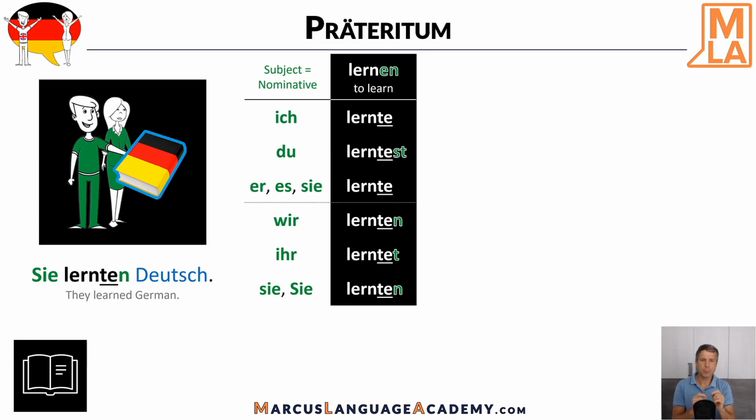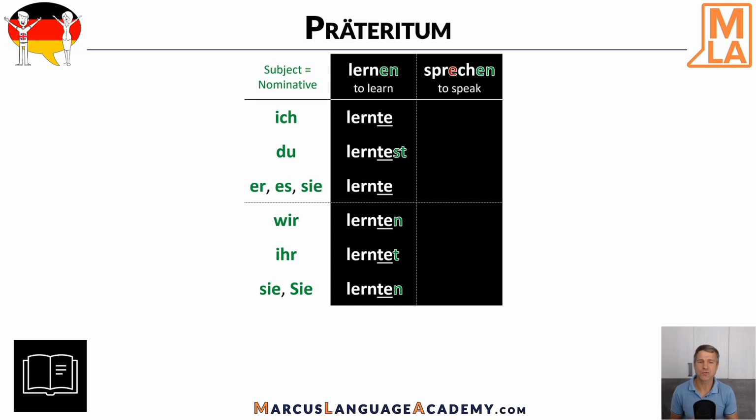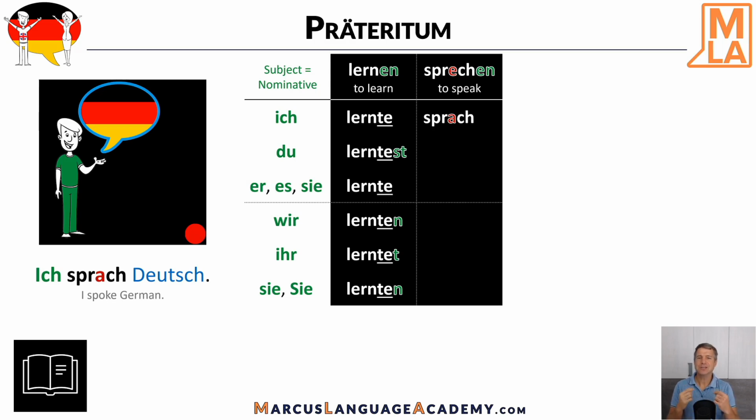As an example, let's take sprechen, to speak. And the conjugation is like this. Ich sprach. Ich sprach Deutsch. I spoke German. And the little red dot in the picture reminds us that the verb is irregular. And there is no te attached here. Only the root of the verb changes. Okay, so let's see the rest.